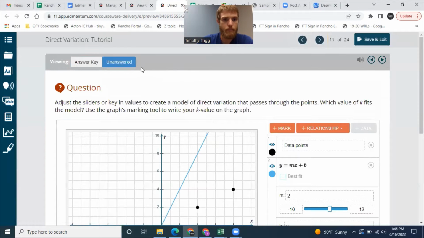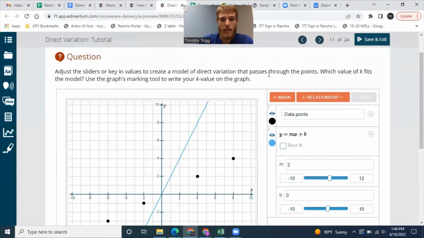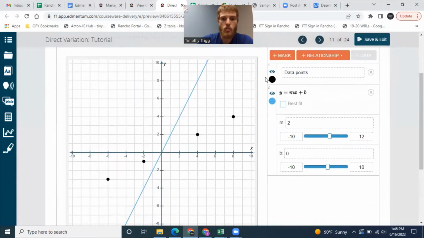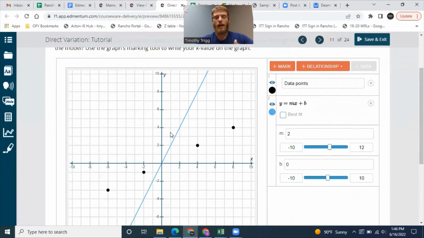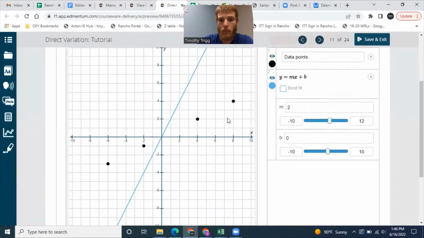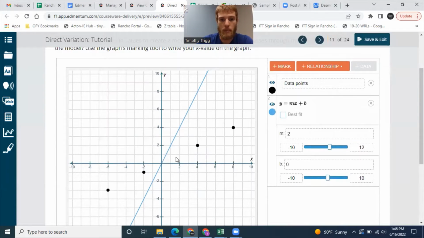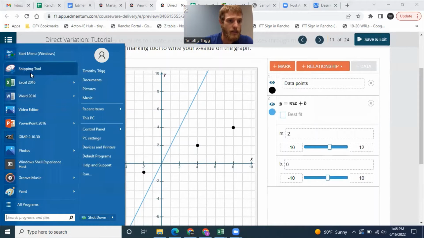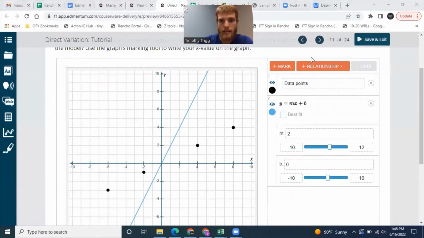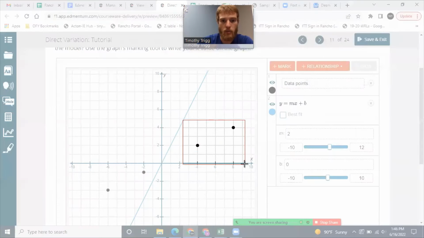All right. Here, meet me here on page 11. Here we want to move this blue line so that it lines up with all these points. So how do we do that? Well, we just need to change the slope. If I'm looking here, I can kind of see from one point to the next. Let me grab my snipping tool here. I could see from one point to the next, what's the slope?